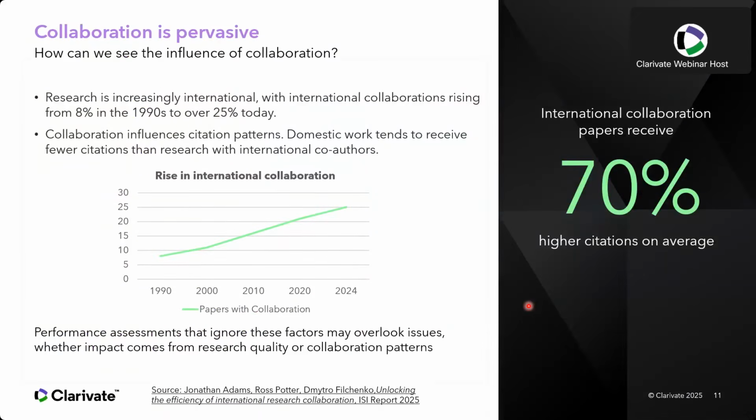So how can we see the influence of collaboration? Here is a statistic that we see: international collaboration papers receive on average 70% higher citation. I talked about that already. And we see that research is more and more international. There are lots of reasons behind that.